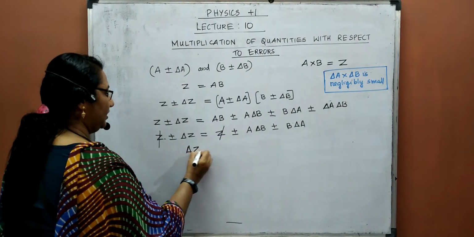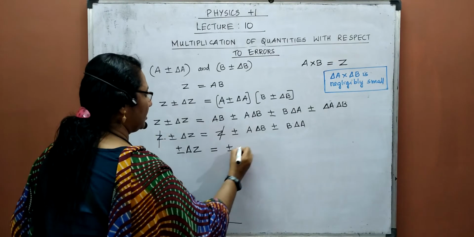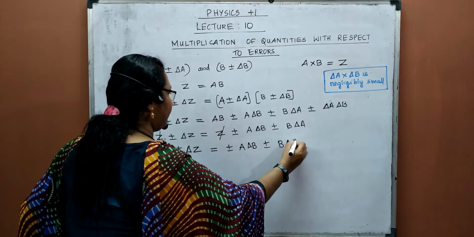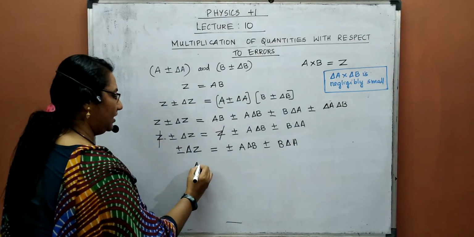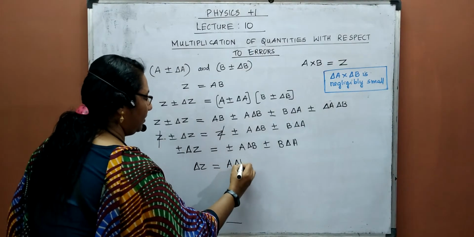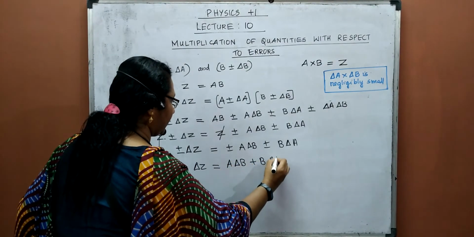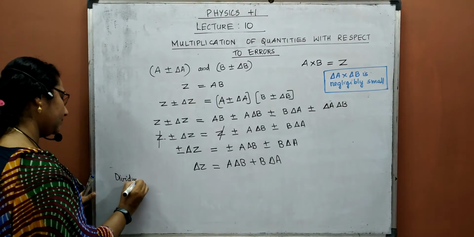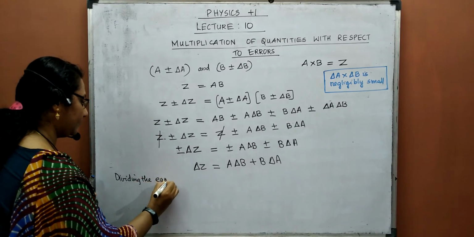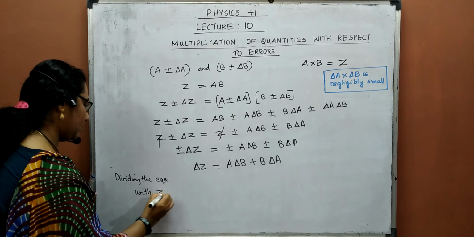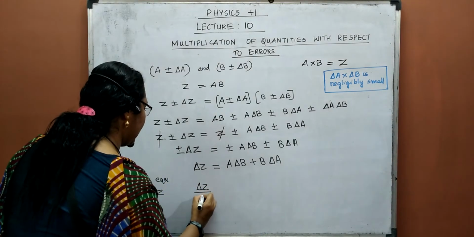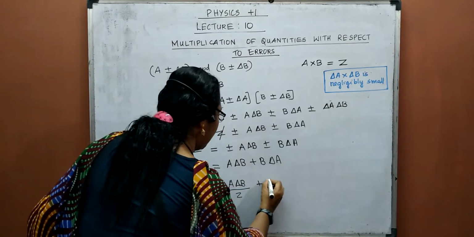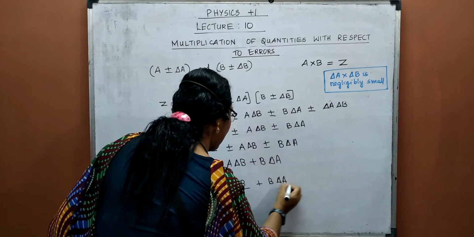Then we will write plus or minus of delta Z is equal to plus or minus of A delta B plus or minus B delta A. Minus cancelling, delta Z is equal to A delta B plus B delta A. Is it clear? Okay, now dividing the equation with Z, we will get delta Z by Z is equal to A into delta B by Z plus B into delta A by Z.